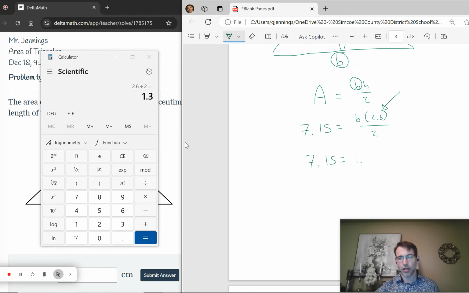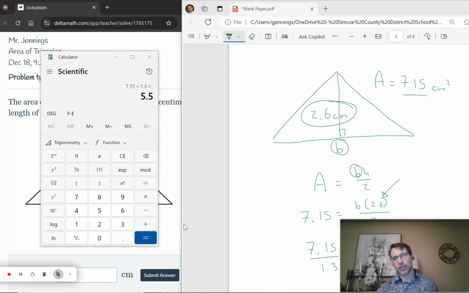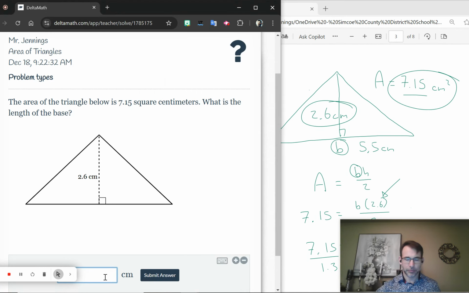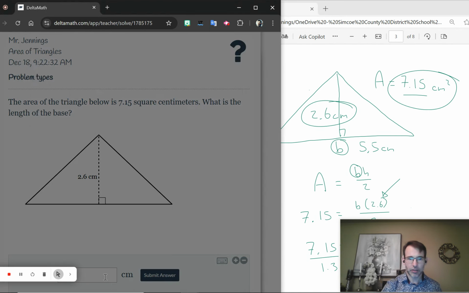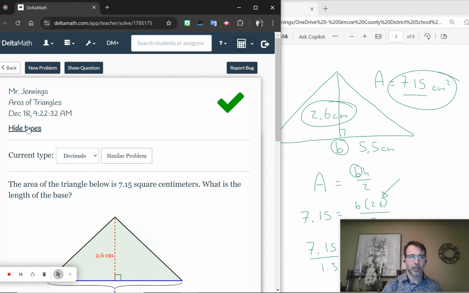All right, so I got 7.15 equals 1.3b. And now you recall that you can just divide both sides by 1.3 to find out what that is. So 7.15 divided by 1.3 equals 5.5, one of my favorite numbers. And that, friends and neighbors, is the value of the base that would give you this area. 5.5, enter. Yay.